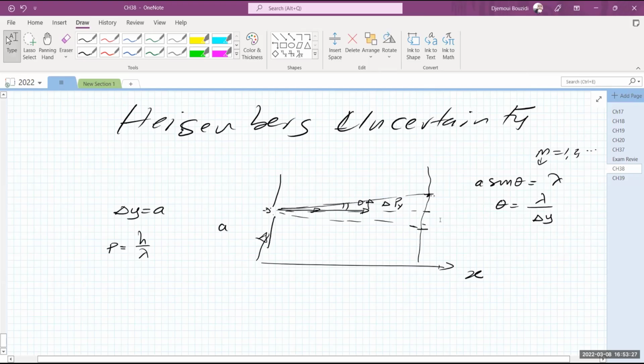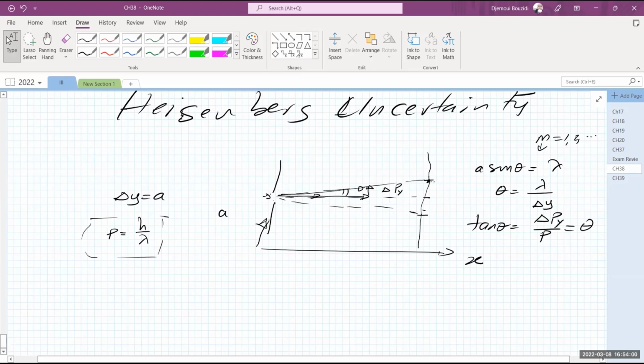Okay, so from the geometry, you can clearly see that theta, or the tangent of theta, is delta p in the y direction over p that is going in the x direction. And that p is h over lambda. This is the photons moving in the x direction. But somehow, some of them end up in the y direction to give me these dark fringes that form in here. And for small angles, tangent theta is also theta. So these two expressions are the same.